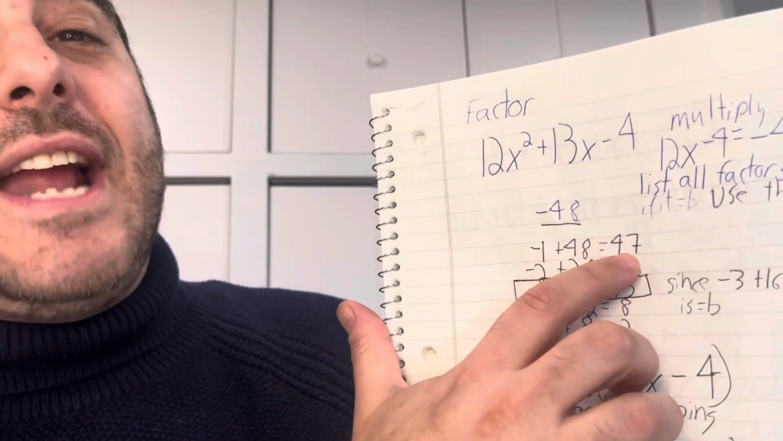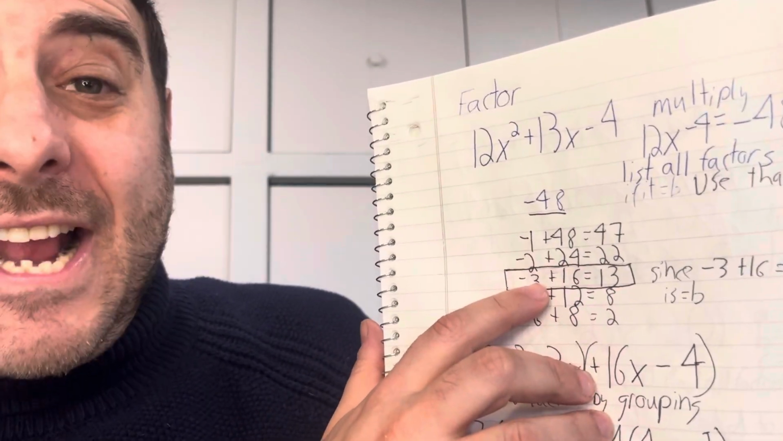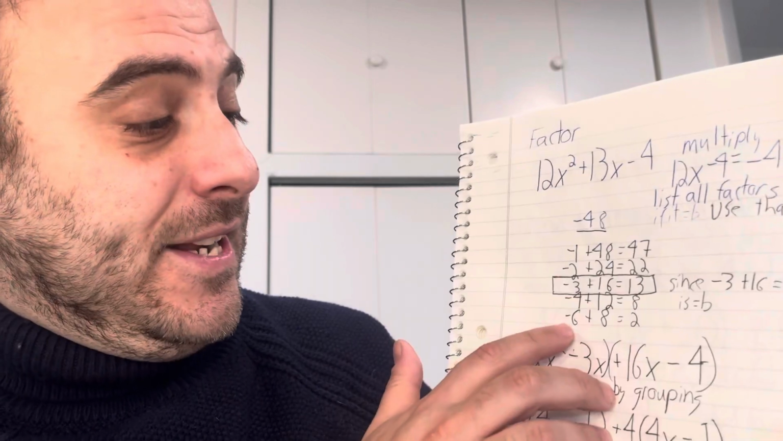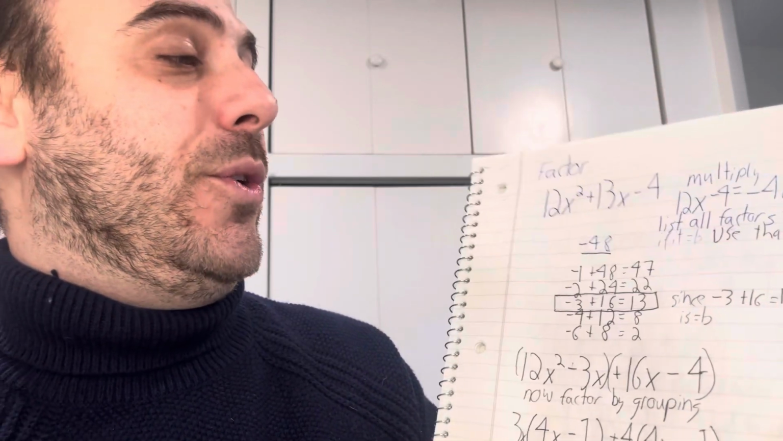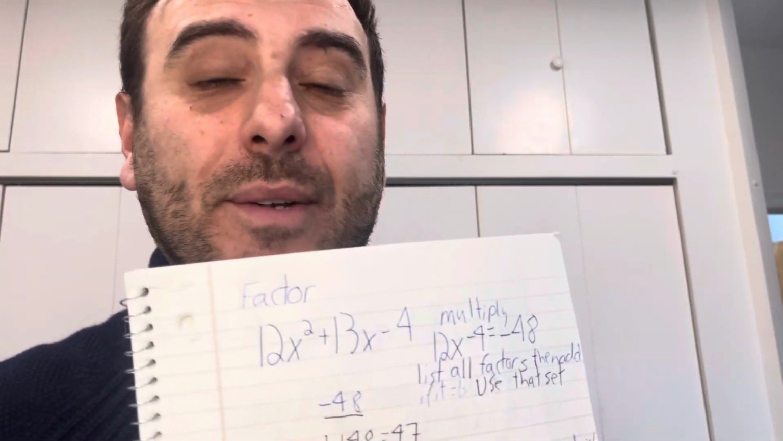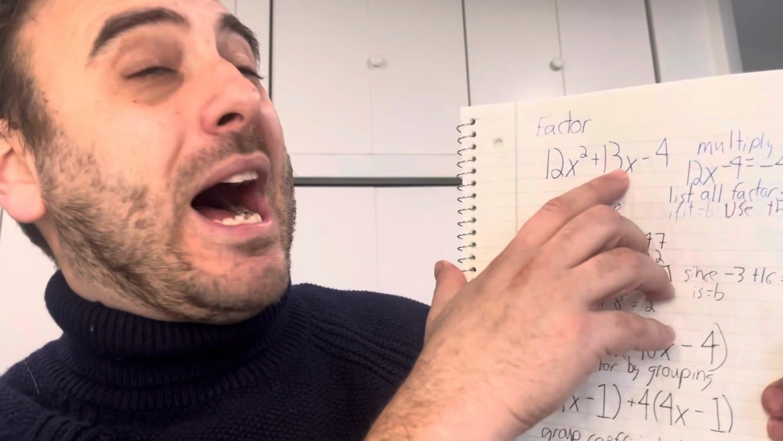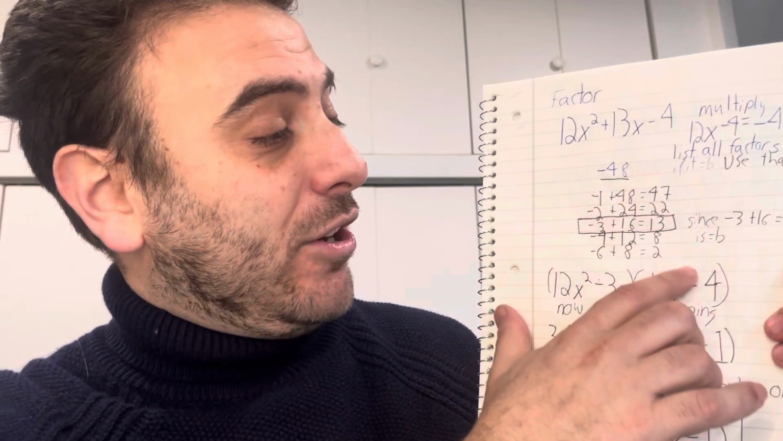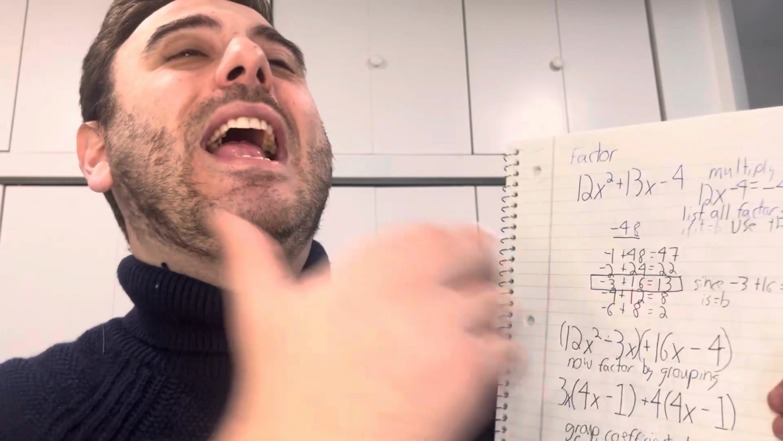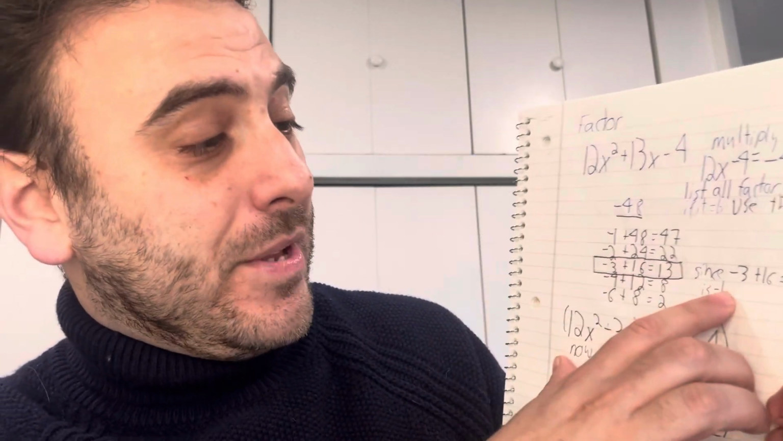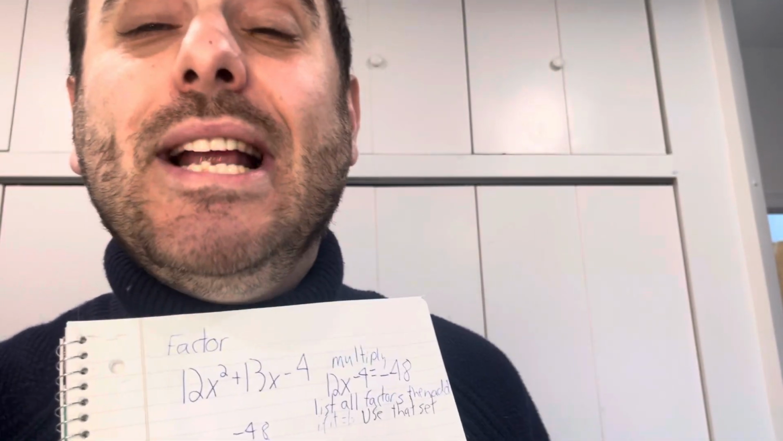Now we add them together. Negative 1 plus 48 is 47. Negative 2 plus 24 is 22. Negative 3 plus 16 is 13. Negative 4 plus 12 is 8. And negative 6 plus 8 is 2. When we look at our original expression, we want the sum of those two terms to equal positive 13. When we look down our list, the middle one, negative 3 times 16, adds up to be 13. So since negative 3 plus 16 equals 13, that equals our B term.